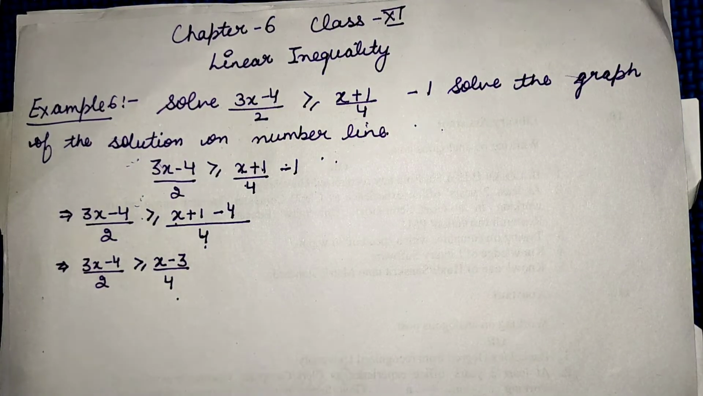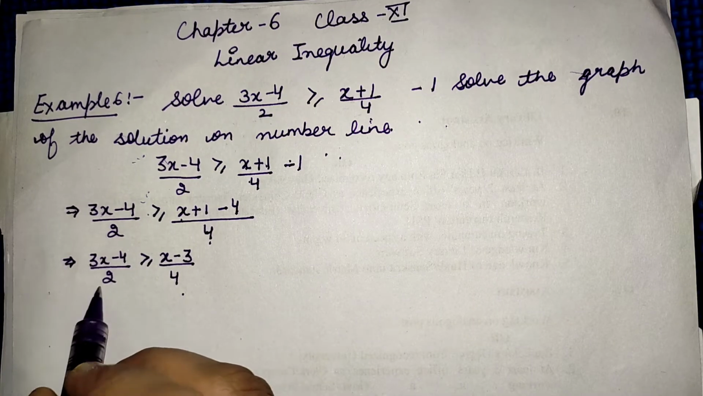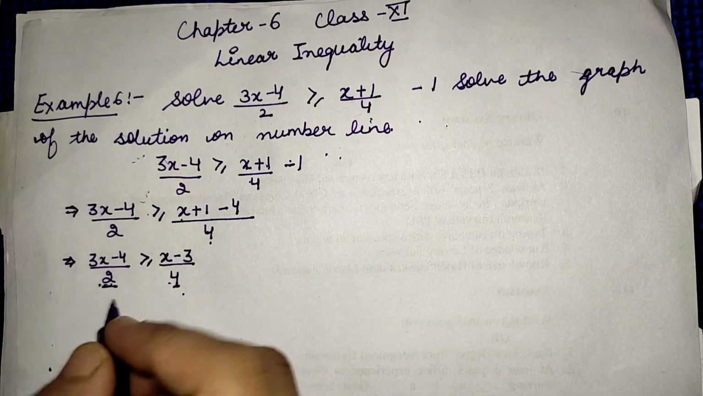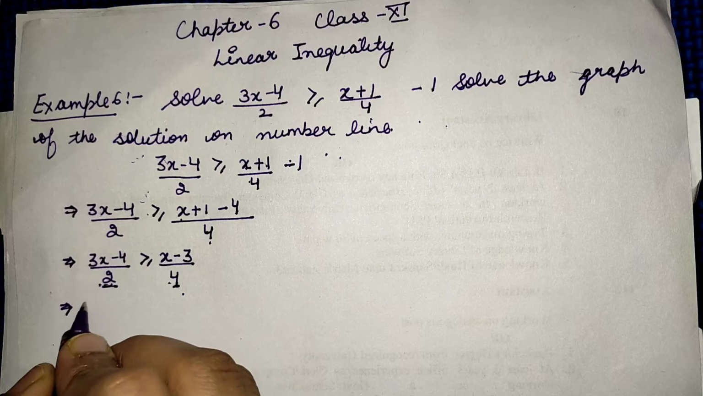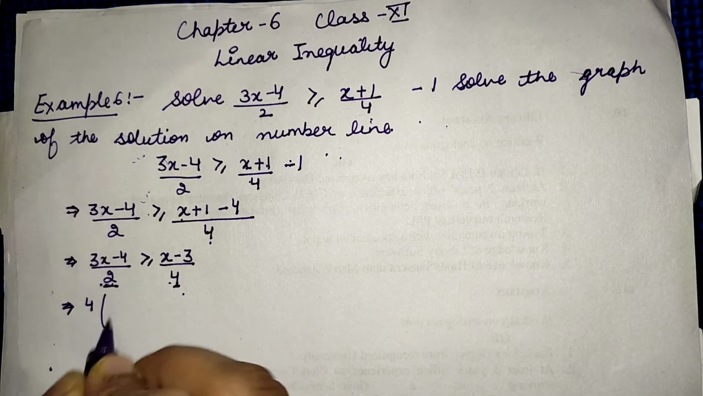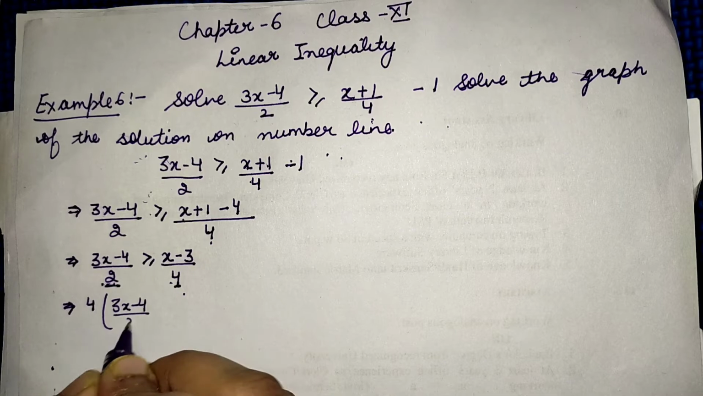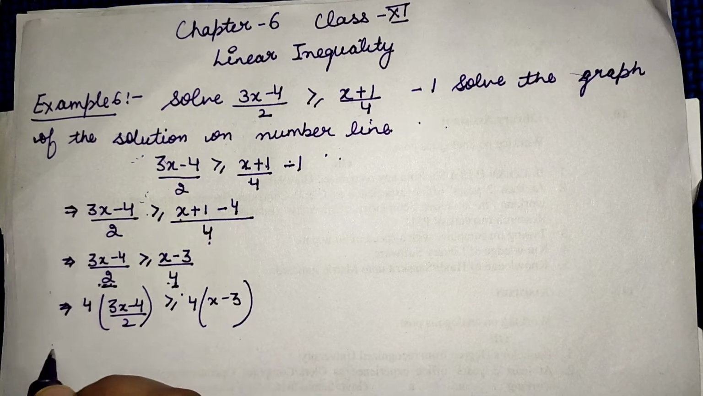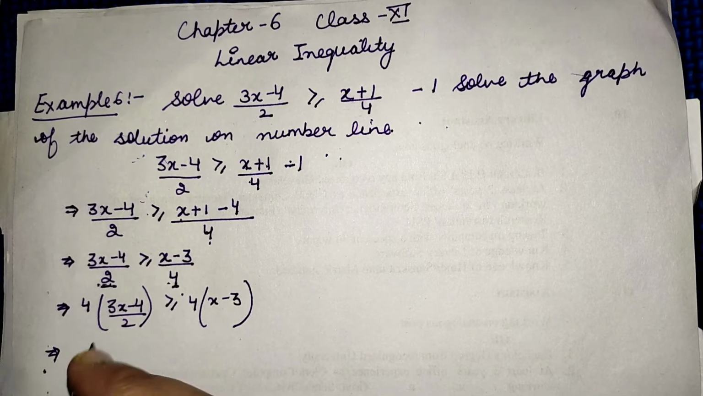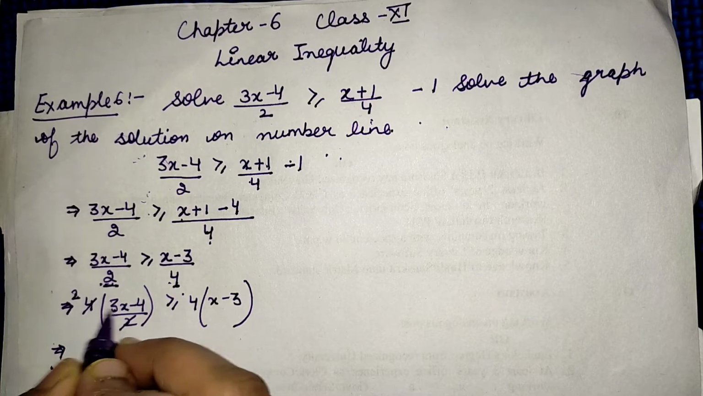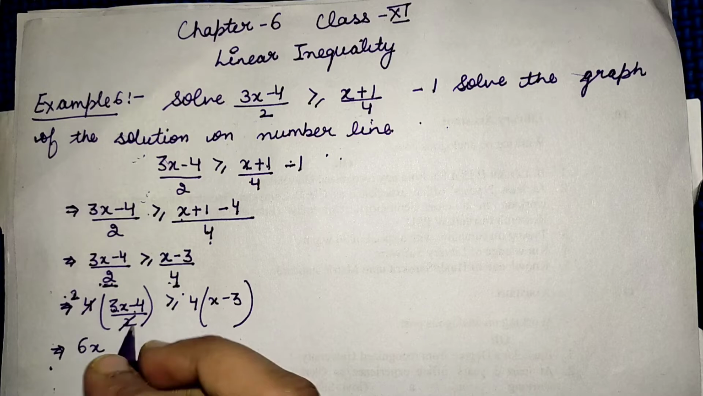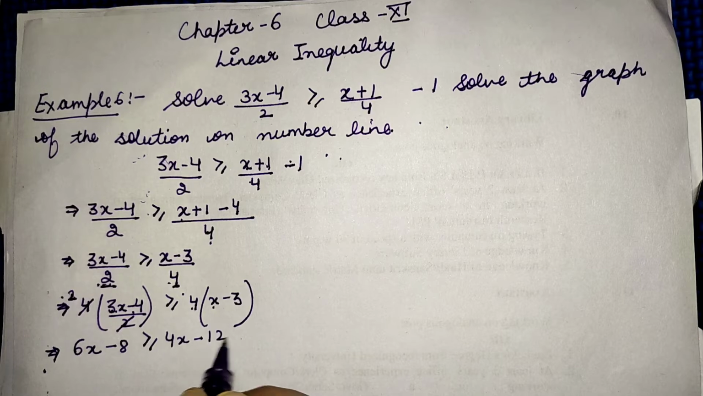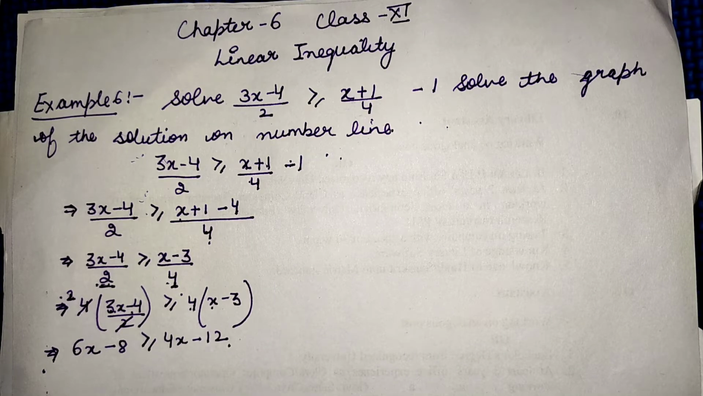Right. Now I have to first remove this 2 and this 4 from both sides. So I will multiply by 4 on both sides so that this 2 and this 4 get cancelled out. My equation becomes linear, only in the numerator. So 2 times 2 is 4, and 2 times 3 is 6x minus 8 is greater than or equal to 4x, and this will give me minus 12. Right? So the equation is simplified now.